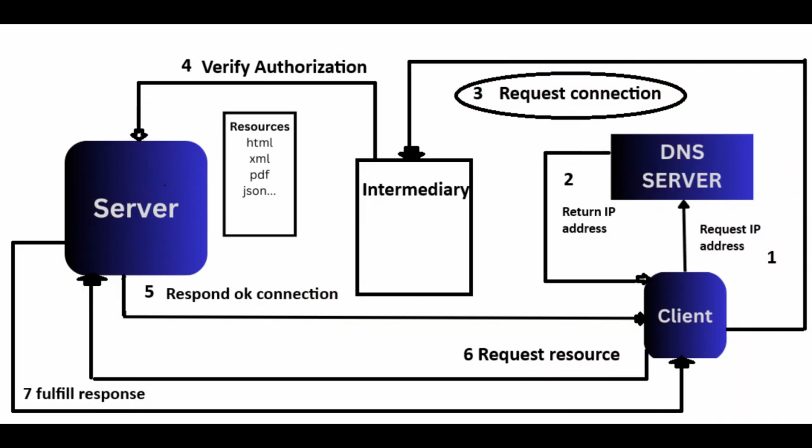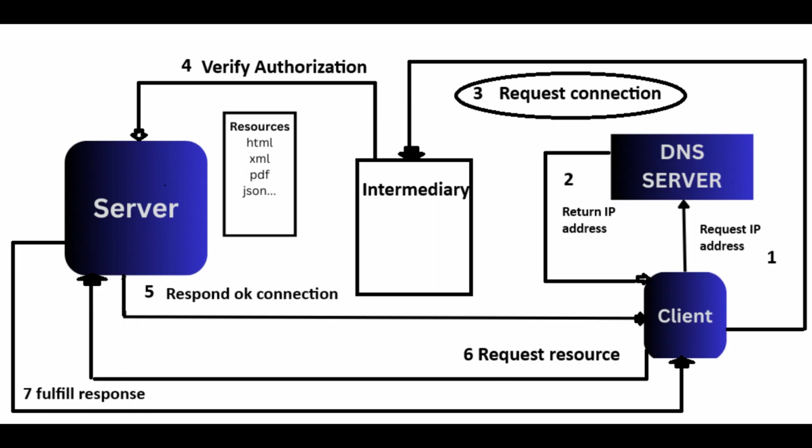Let's see how a simple request and response is handled between a client and server. In this picture, I have demonstrated how a client communicates with a server. As a first step, the client wants to know where the server is located. For example, if I want to send a mail to a person, I want to know their ID. I want to know their address.